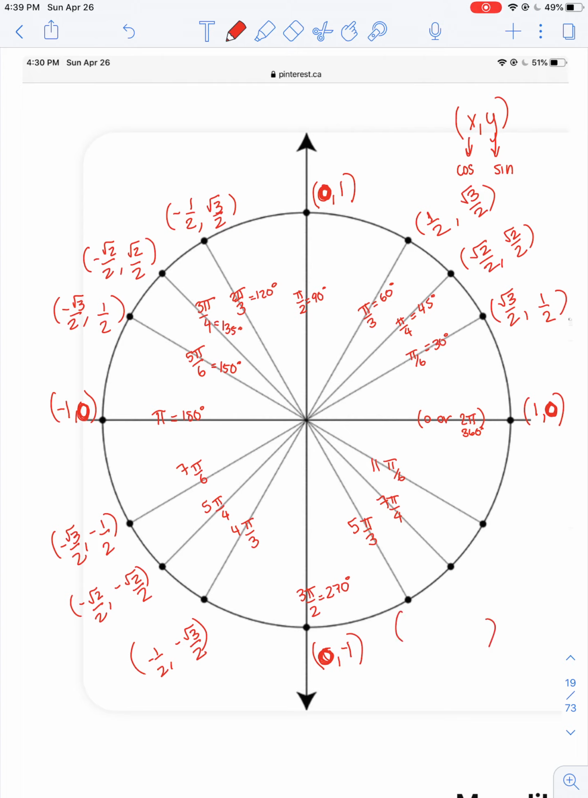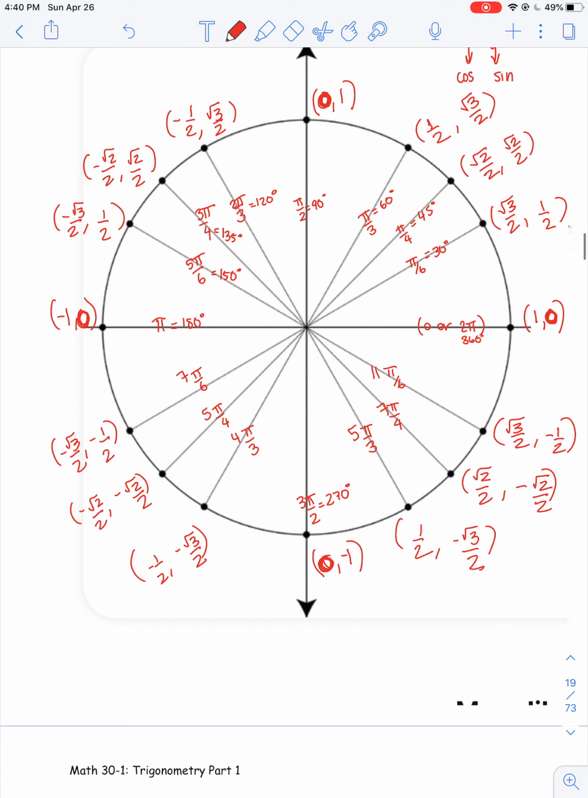So the pattern continues. And for our last quadrant, we should have that the y coordinate is negative because of the CAST rule. Okay, so again, we're starting with the x being 0, so it should be square root of 1 over 2, which is 1 over 2, square root of 2 over 2, square root of 3 over 2. And then the y coordinate, you count up from there. So 1/2, which is square root of 1 over 2, negative square root of 2 over 2, and negative square root of 3 over 2. And that is our finished unit circle.